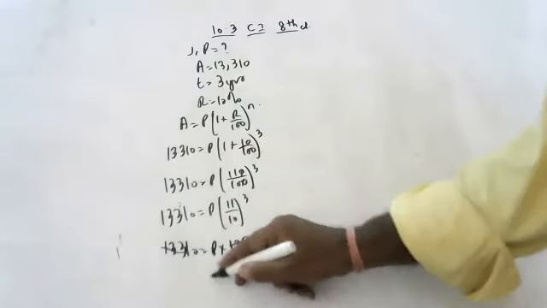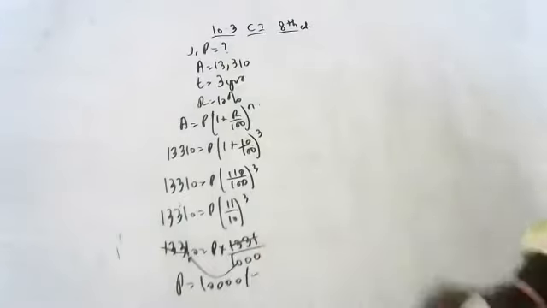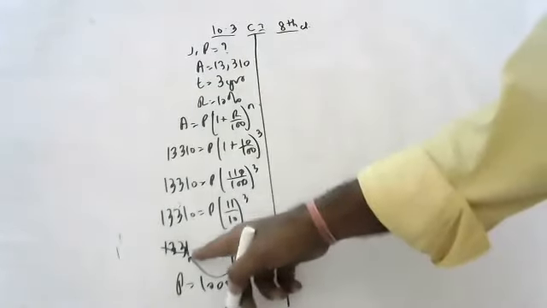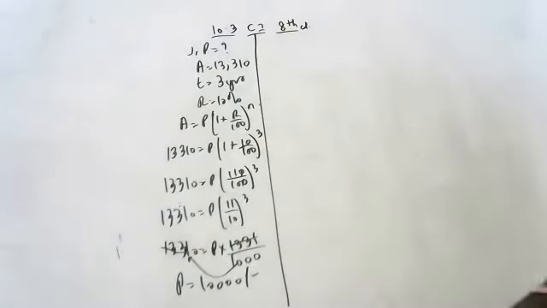1331 and 1331 cancel. P is equal to 1000 into 10, that is 10,000 rupees. So 10,000 rupees is the sum which he invested.